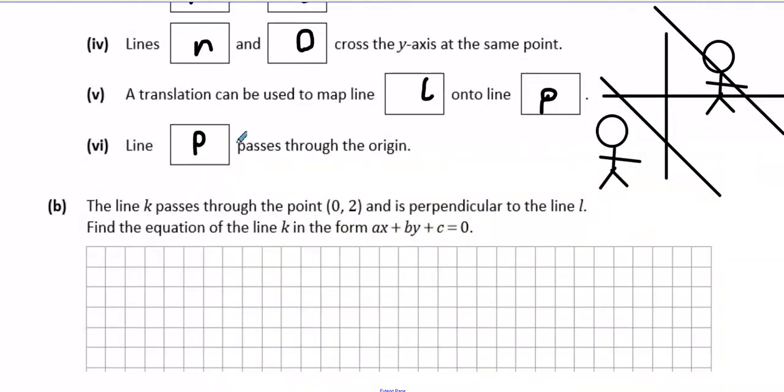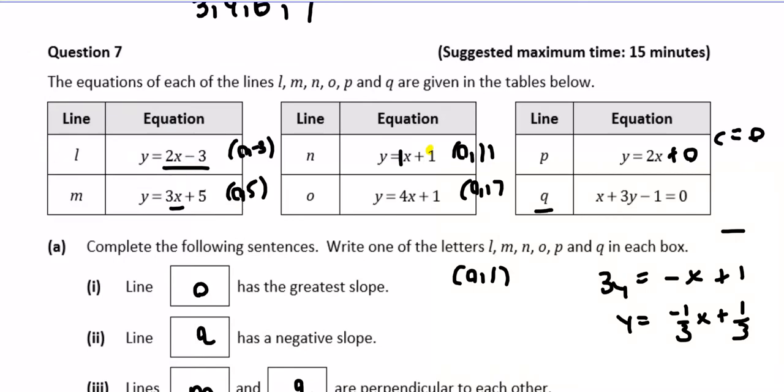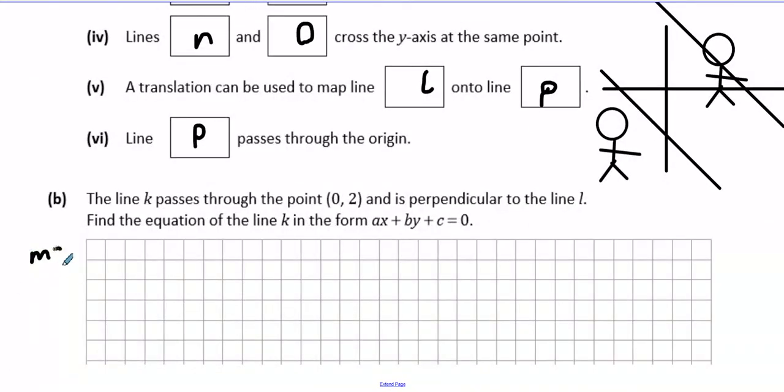Okay, next one. A line K passes through the point 0, 2 and is perpendicular to the line L. Which one's line L? Okay, line L has a slope of 2. So if line L has a slope of 2, the perpendicular slope will be minus a half. So let's get the equation of the line here.